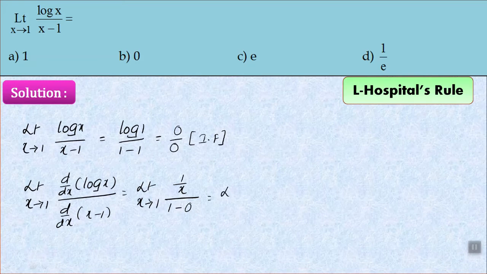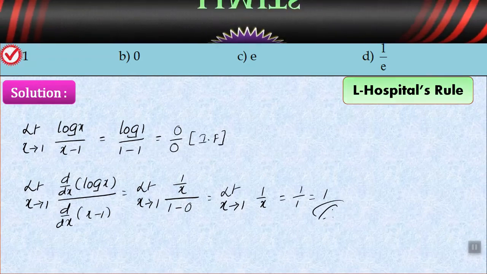This equals to limit x tends to 1, 1 by x. Now substitute the limit here. 1 by 1 is equals to 1. Therefore, the answer is option A.